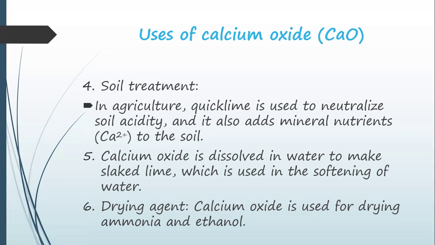The other use is that calcium oxide is dissolved in water to make slacked lime, which is used in softening of water, helping to soften hard water. And the other use is as a drying agent. The calcium oxide is used for drying ammonia and ethanol.